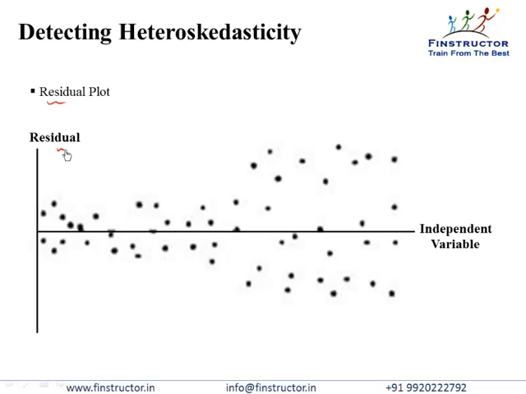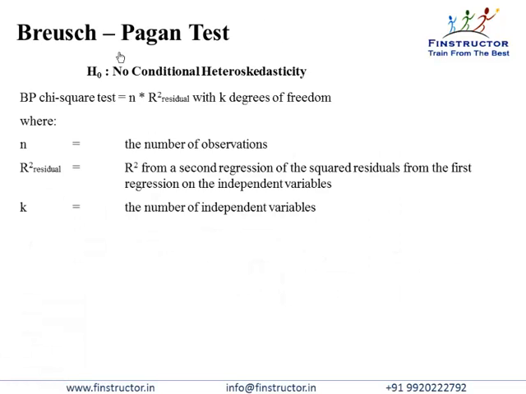So the y-axis now is the residuals or the error terms, and the x-axis is the independent variable. If the residual plot looks something like this, then you may want to worry about the problem of conditional heteroskedasticity. A more popular and scientific way of confirming heteroskedasticity is called the Breusch-Pagan test. So heteroskedasticity is present when the residuals are correlated with the independent variable.